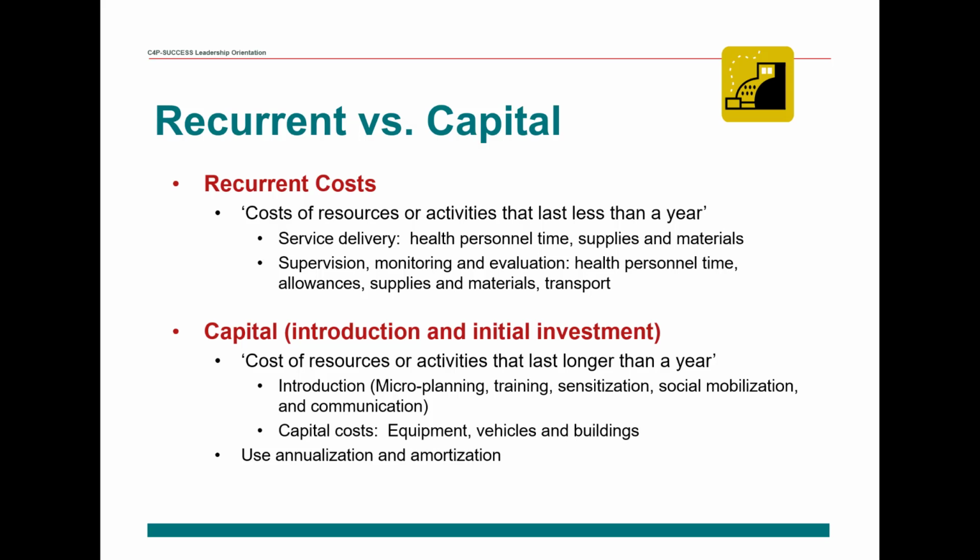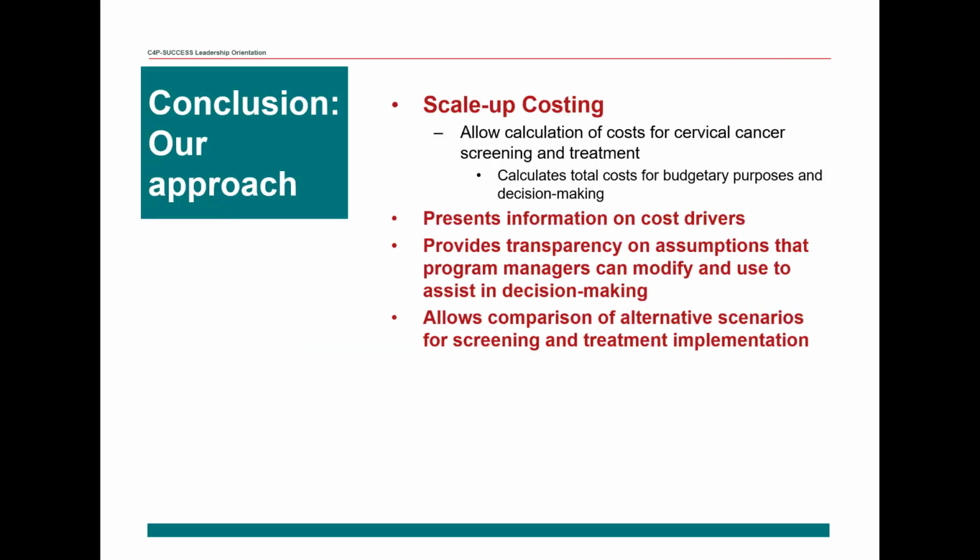The analysis of capital costs differs from recurrent costs in that these are annualized and amortized, so that costs can be spread over the period of the project. Our approach to scaling up costing in the C4P allows the program manager or analyst to calculate costs of scaling up their screening and treatment program. This estimation will allow them to determine which activities are the cost drivers, that is, which activities cost the most.